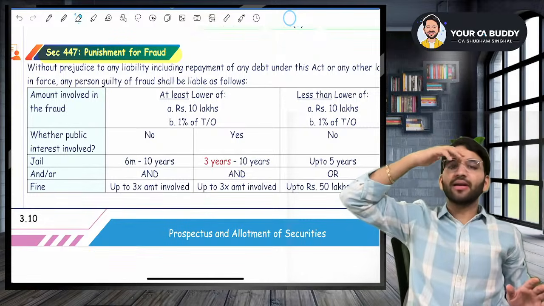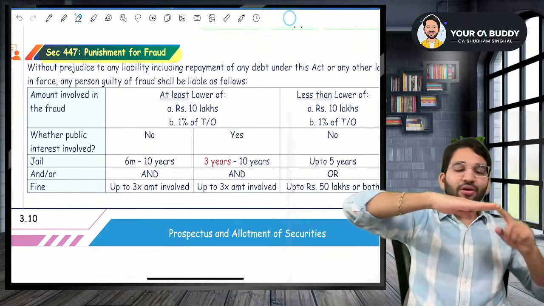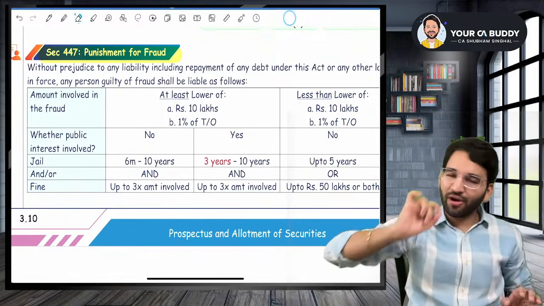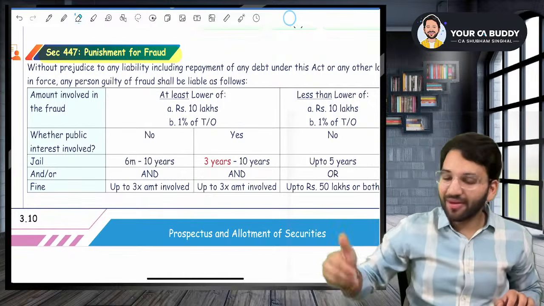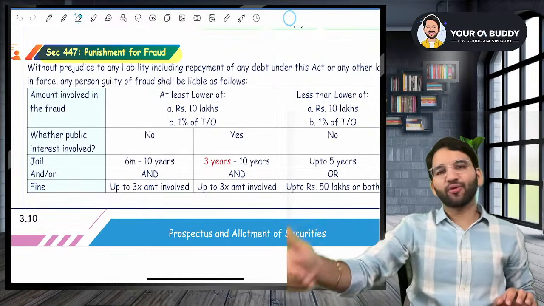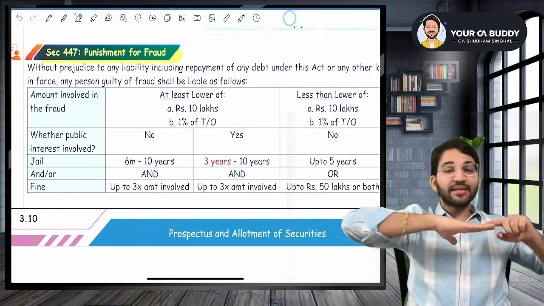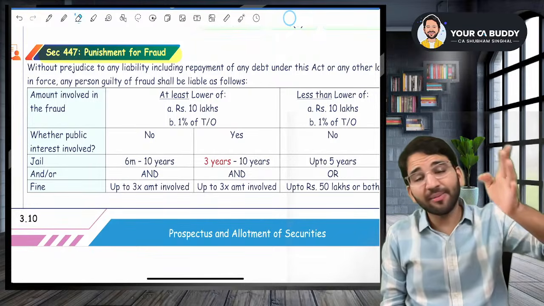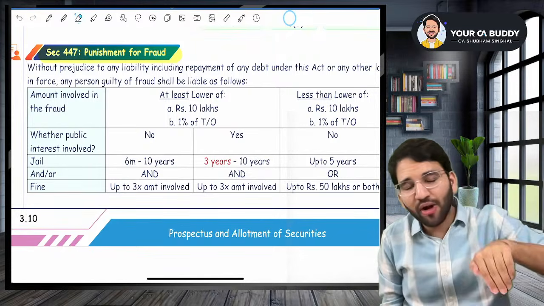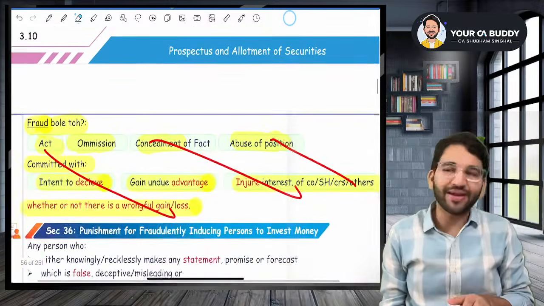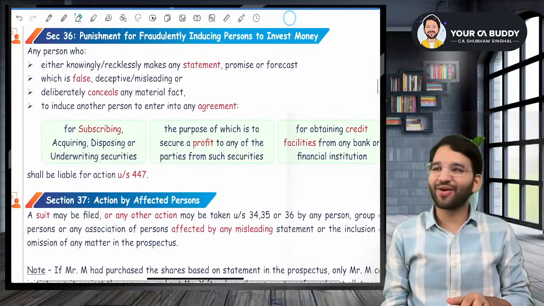But sir, however, listen to me very carefully. If the fraud is less than the limit, then it is a small fraud, and the fine will be up to 50 lakhs, or jail will be up to 5 years, or both. If it is a big fraud, it will be jail and fine both. But if it is small fraud, it is going to be jail or fine or both. Anything is possible. Okay, guys.